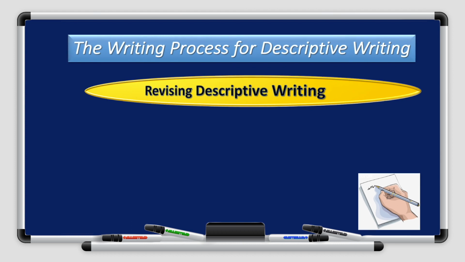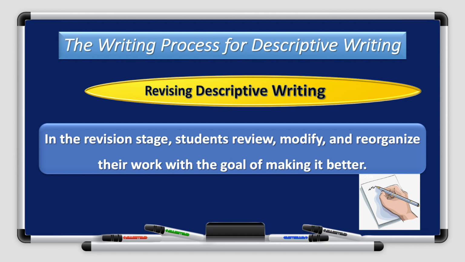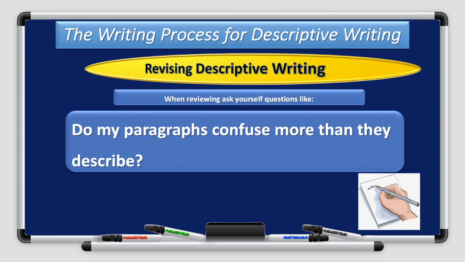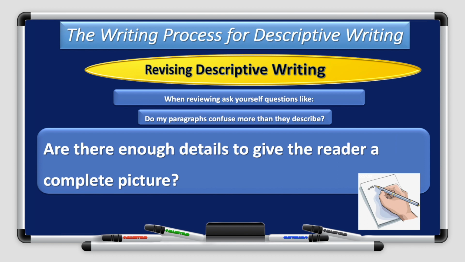Which brings us to revising your descriptive writing. What are you going to do in this stage? In the revision stage, students review, modify, and reorganize their work with the goal of making it better. When reviewing, ask yourself questions like, do my paragraphs confuse more than they describe? So with writing, are you confusing your reader or are you describing to them in detail? Are there enough details to give the reader a complete picture, or does your writing lack details? You need to add more details in order to create a complete picture?